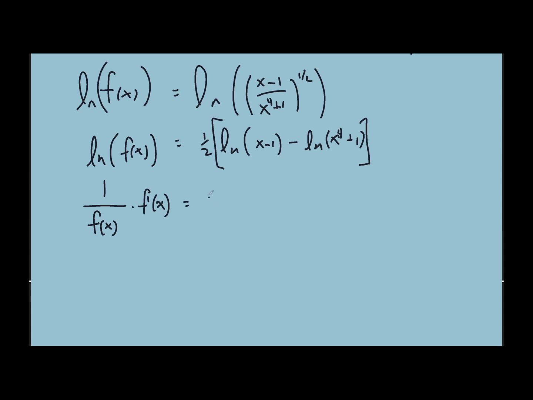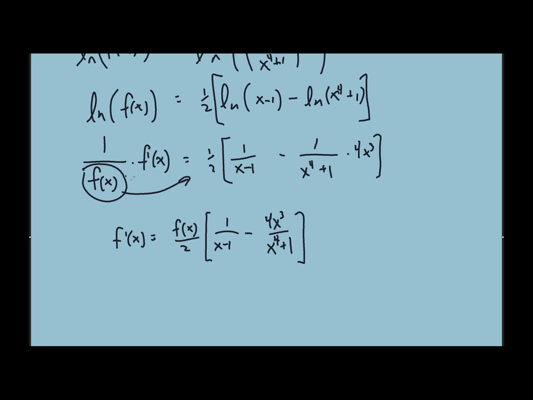excuse me, 1/2. Then what's our derivative of natural log? That would be 1 over x minus 1 times, chain rule, the inside is just times 1, so we'll just leave that out. And that's going to be minus 1 over x to the fourth plus 1 times the derivative of the inside, which is 4x cubed. I think this is right so far.